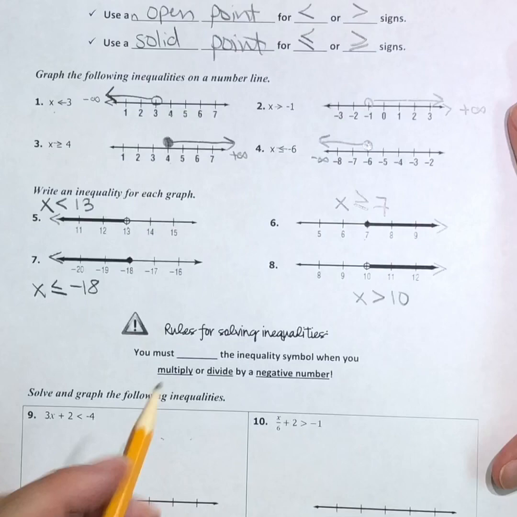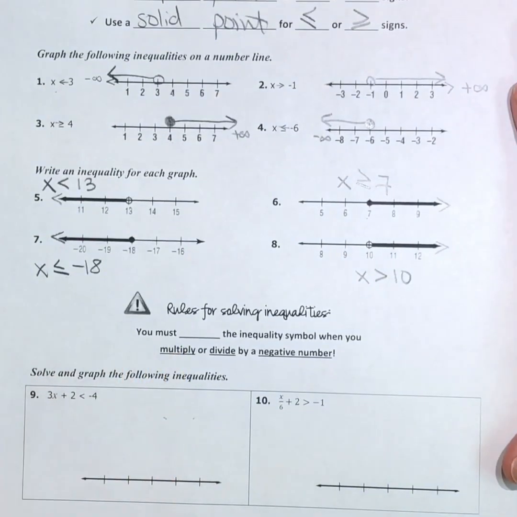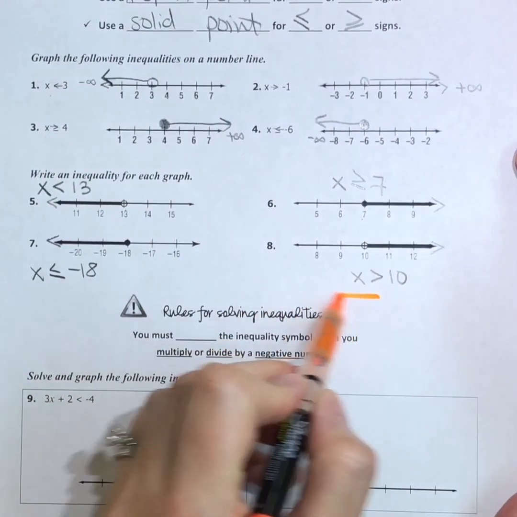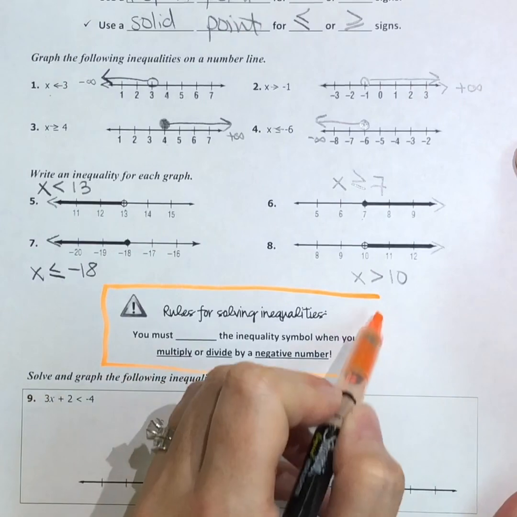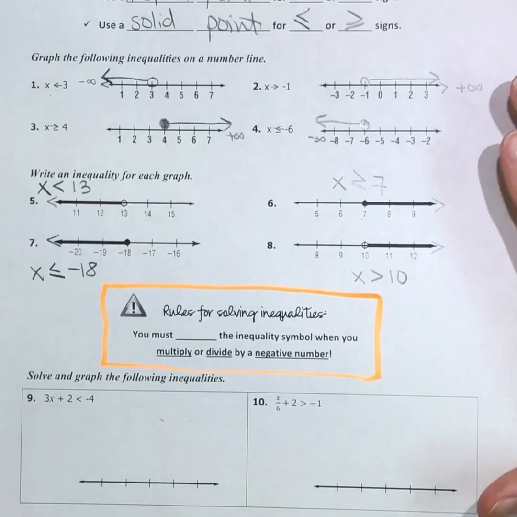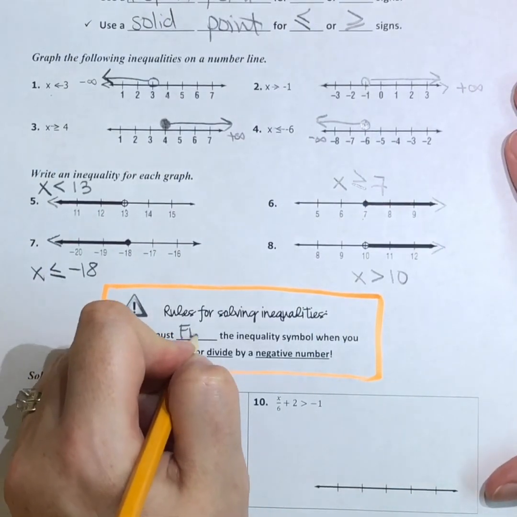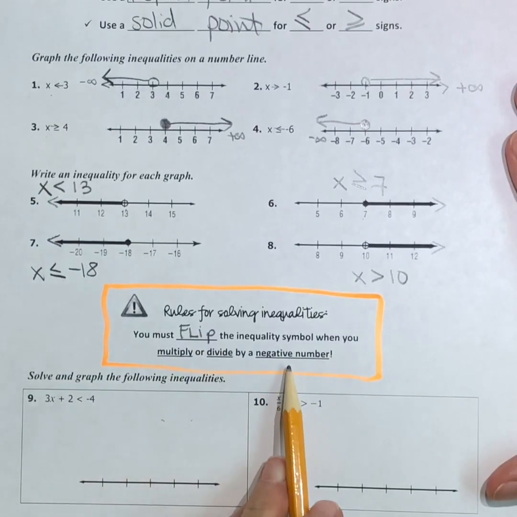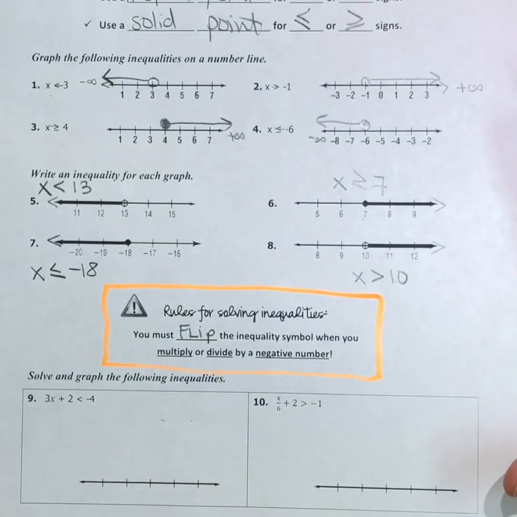Now, rules for solving inequalities. Okay, this is probably the number one rule that no matter what, Algebra 1, Algebra 2, geometry, pre-calc, anything from here on out, this rule applies. Because you must flip the inequality symbol when you multiply or divide by a negative number.